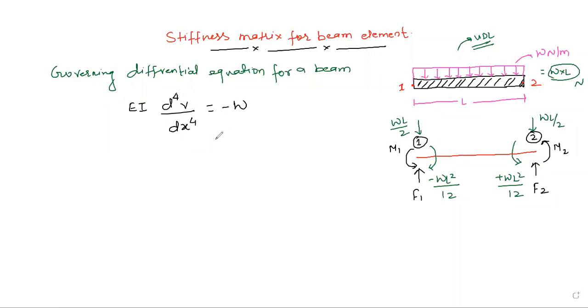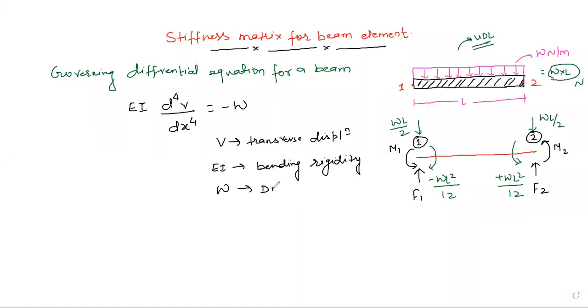So V is taken as the transverse displacement. EI is the bending rigidity. And W is the distributed load, as we have taken. Now if we integrate this, let us take this as equation number 1.